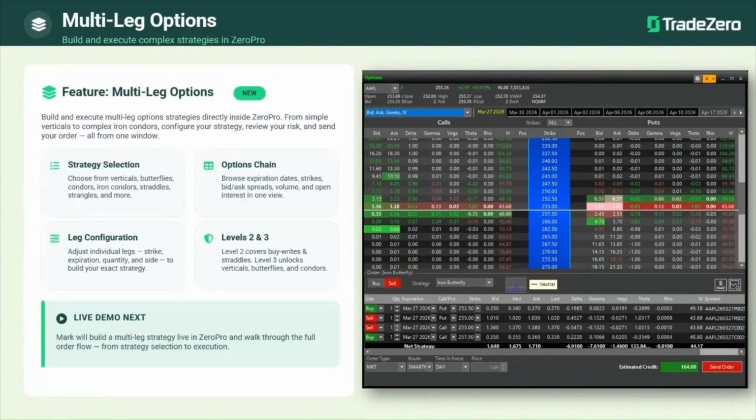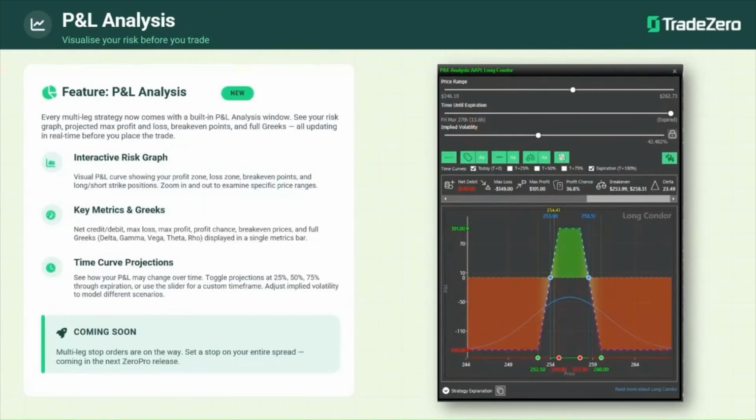Level 2 and level 3. So we're going to cover level 2 options in a second. The focus of this is level 3 options multi-leg. Let's take a look at this real quick. So this is new functionality coming in Zero Pro 648 very soon, in a couple of weeks. This won't be available to you right now, so don't rush off trying to test it out, but this will be coming very soon.